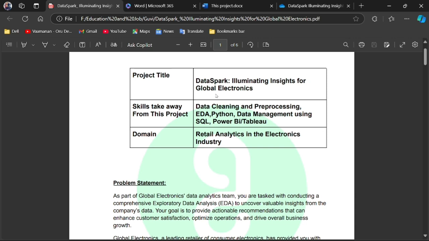Global Electronics sells all electronic products. Okay, how do they sell? They are retailers. That means they got the products from the manufacturers, and they sell the products in their stores. That's what retailers do. This is basically retail analytics in the electronics industry.